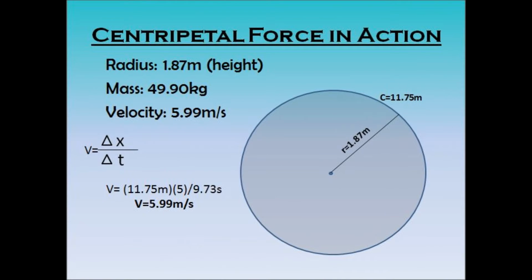This circle represents the circular motion that I am traveling in. The radius is my height, which is 1.87 meters, my mass is 49.9 kilograms, and using the basic velocity equation, I found my velocity to be 5.99 meters per second. The circumference of the circle is 11.75 meters, so I multiplied that by the amount of times I went around the bar and divided it by the total time it took me to do my 5 giants.